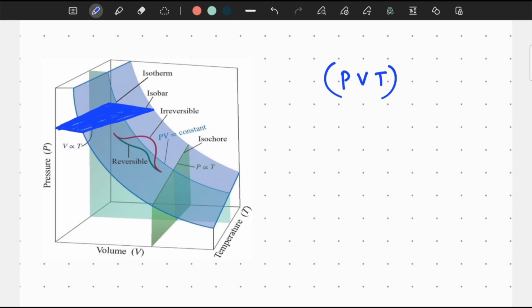This is the VT plane, because here you can see the pressure is fixed, V and T are changing. Similarly, in this line, PV equals constant, that means pressure and volume are changing, T is constant. But what is important is that each and every point on this plane is an equilibrium state. As long as it is on the plane, it will be an equilibrium state.